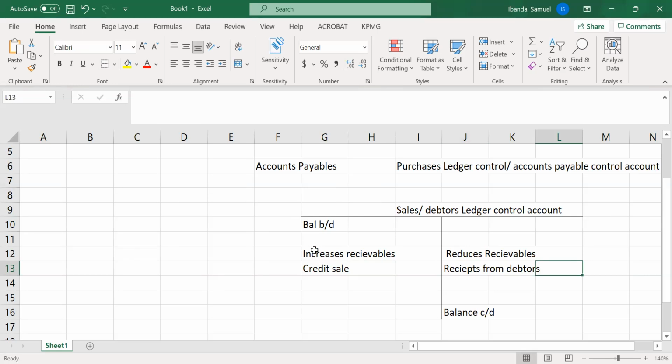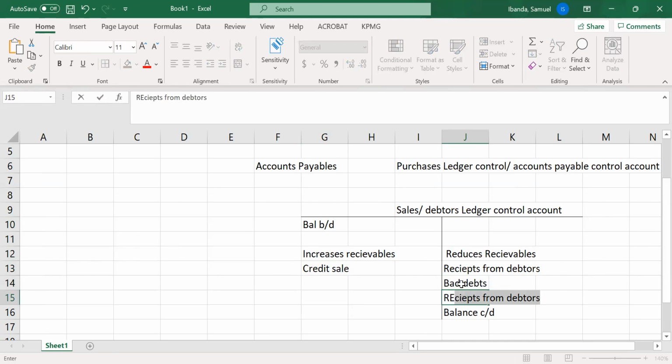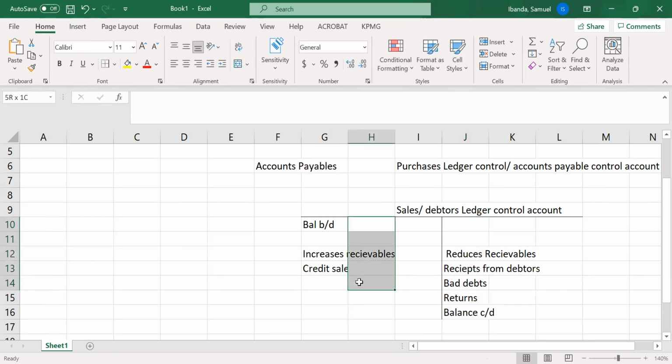So you can have more other items that might increase or reduce. For example, things like bad debts, you find them here. Things like returns, and by returns here, we're speaking of returns inwards, okay? And so also anything that could reduce your receivables is on the credit side. Anything that increases your receivables is on this side.